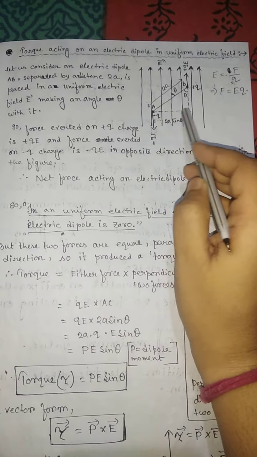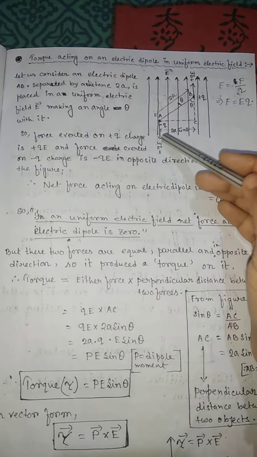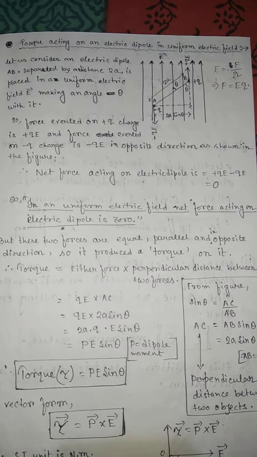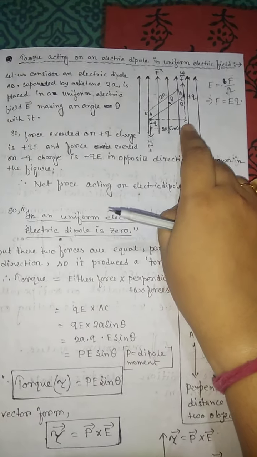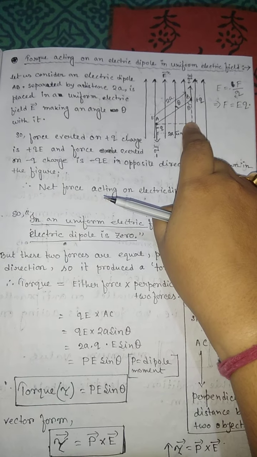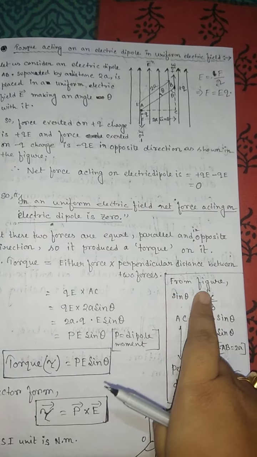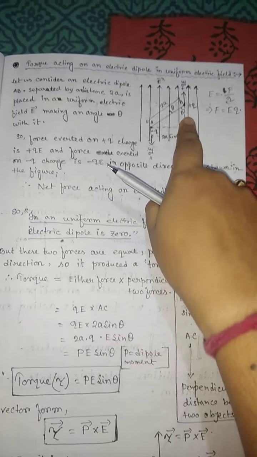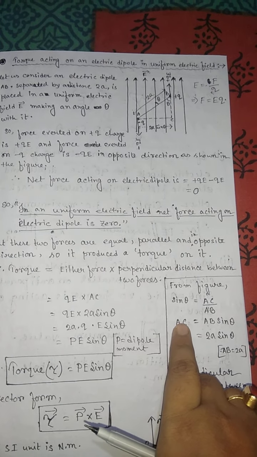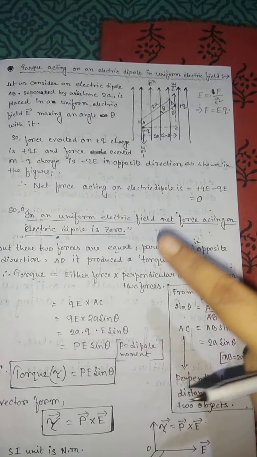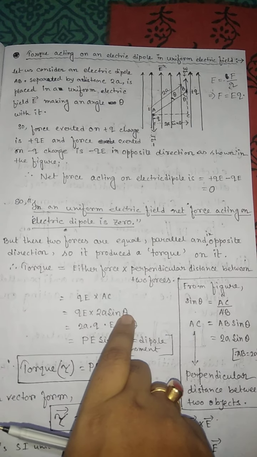Perpendicular distance, this one, the perpendicular distance between the two forces. So either force, that means we consider here the magnitude, that's why we did not write minus and plus. So the magnitude is Q into E and the perpendicular distance is AC. We calculate AC. From the figure we know that sin theta equals AC by AB. If this is theta, this angle is also theta. So AC equals AB sin theta, and AB is the length of the electric dipole, that is 2A sin theta. So in place of AC we write 2A sin theta.